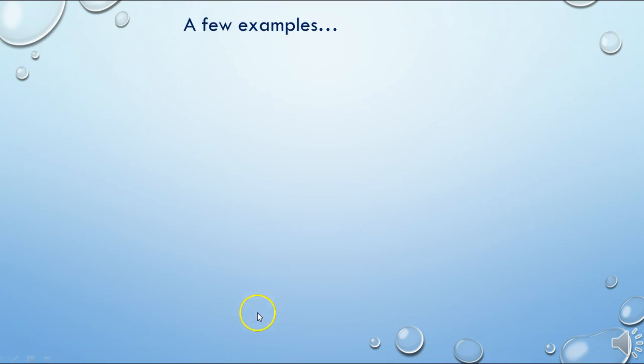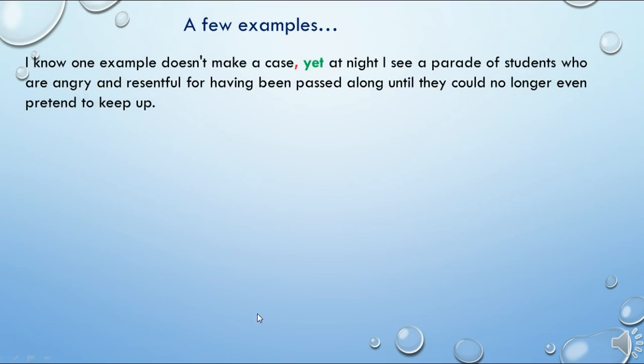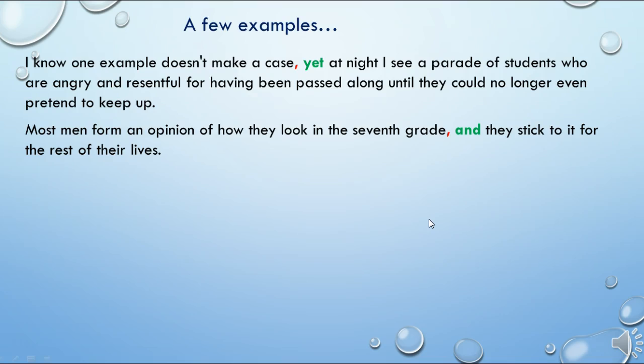So a few examples of how this works. These are from the essays that you looked at in the first session of this unit. I know one example doesn't make a case. There's an independent simple sentence, comma, yet at night I see a parade of students who are angry and resentful for having been passed along till they could no longer even pretend to keep up. This is from the Praise of the F-Word essay. Another example, most men form an opinion of how they look in the 7th grade. That's one idea, one simple sentence, comma, and they stick to it for the rest of their lives.